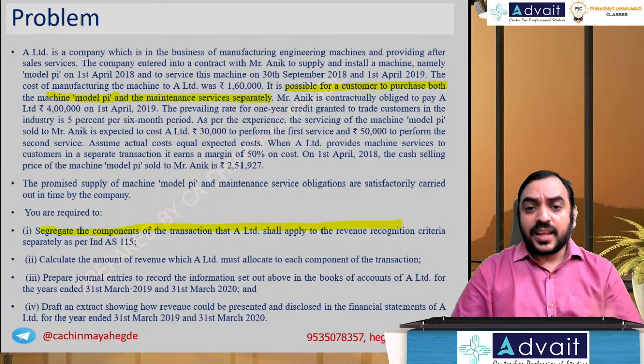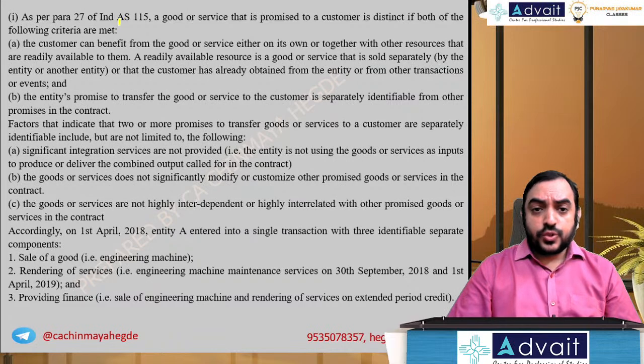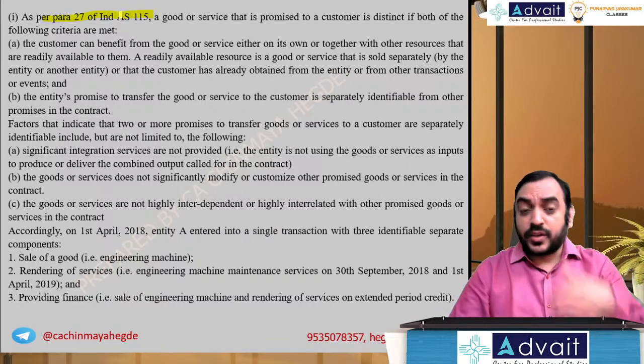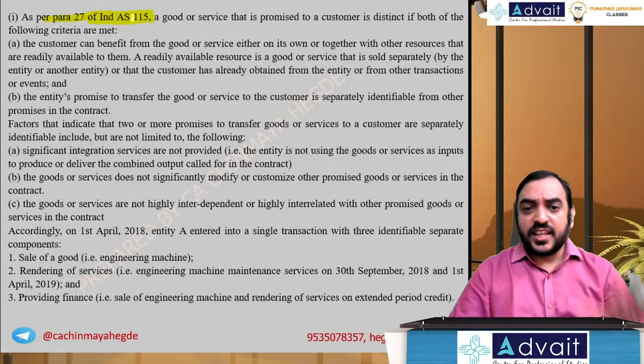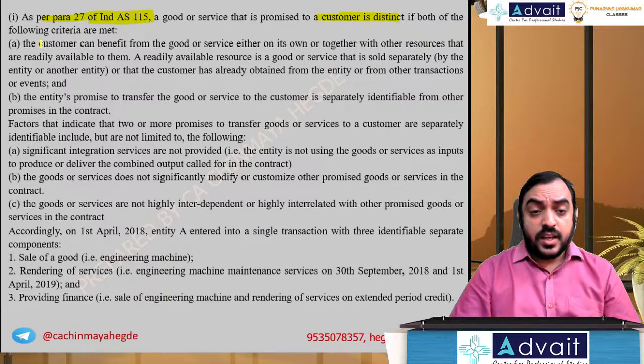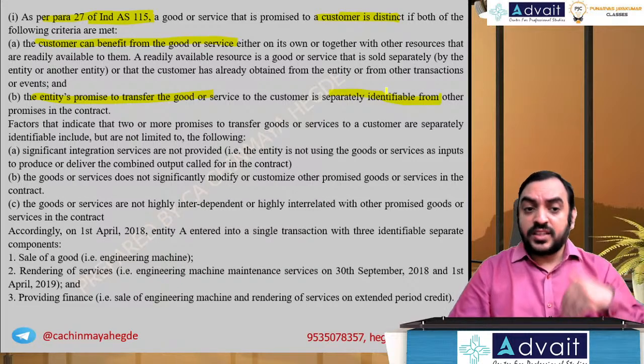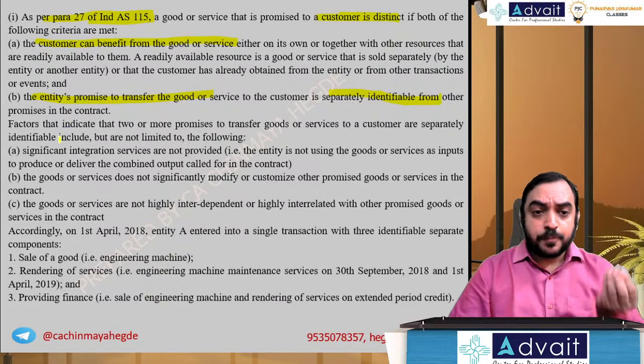Okay, I'll quickly glance through it, not in detail. So you should write in the exam as per para 27. If you don't remember the para, it's okay, I also don't remember. Just write as per Ind AS 115. The product is distinct if the conditions are satisfied. The customer can benefit from the good or service. The entity's promise must be separately identifiable from other promises. So separately identifiable and the customer can benefit separately.